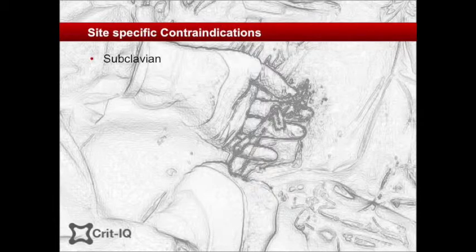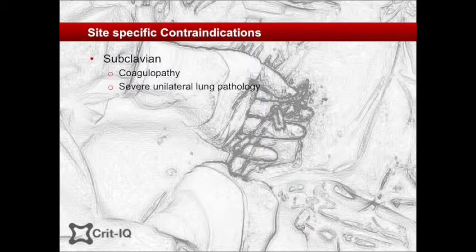Firstly, for the subclavian vein, most operators will avoid this site in coagulopathy due to the inability to observe or compress emergent bleeding. Severe unilateral lung pathology usually steers clinicians away from the normal side to minimize the effects of a pneumothorax should that occur. Studies fail to demonstrate an increase in pneumothorax with the subclavian site.